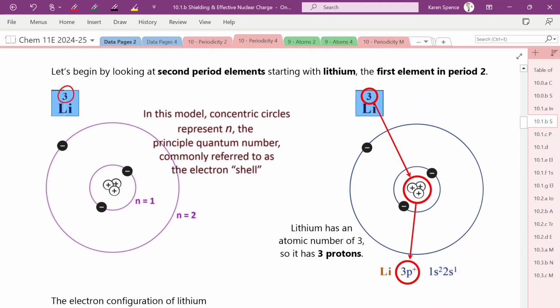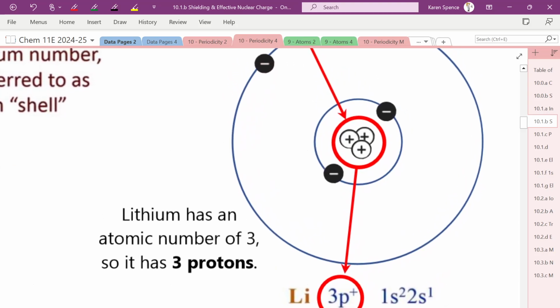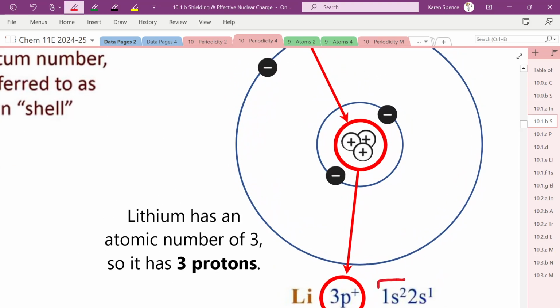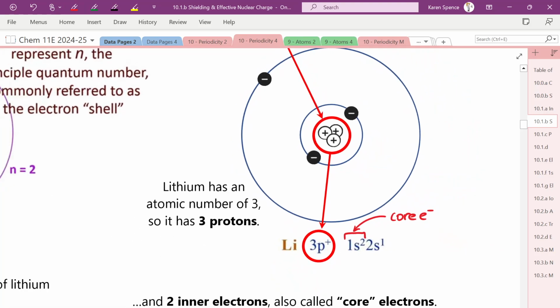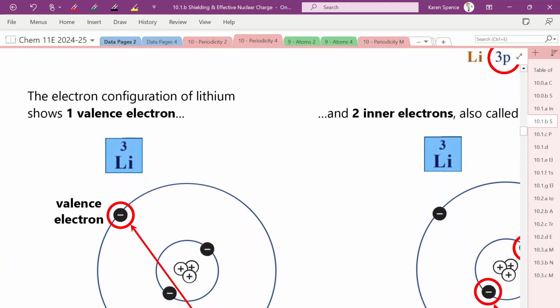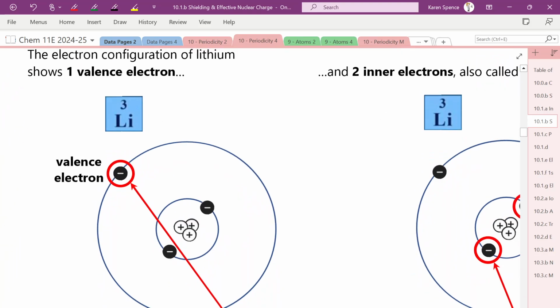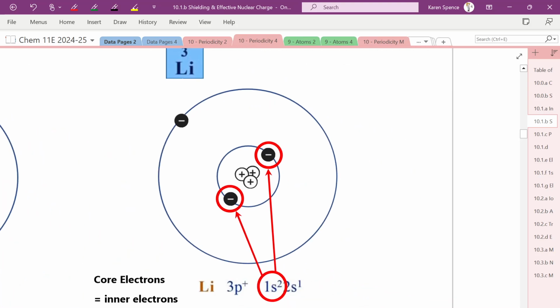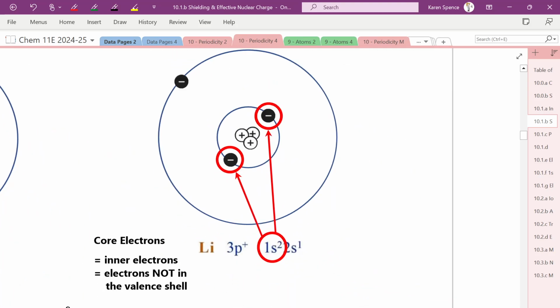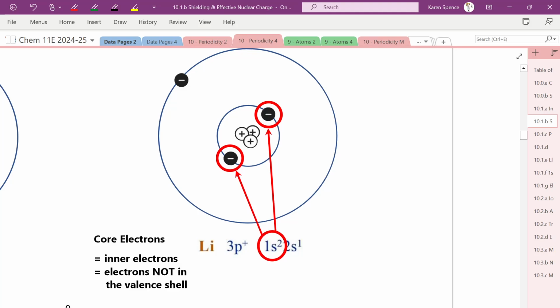Okay, so this is just laying it out. We have 3 protons. We have 2 core electrons. Although I don't know why I'm writing it there, because over here it shows that we have 1 valence electron and 2 core electrons. So the 1s2 are our core and the 2s1 is our valence. So far, so good? Okay.